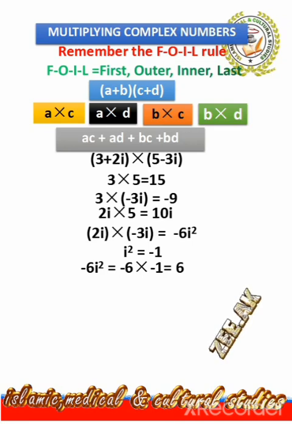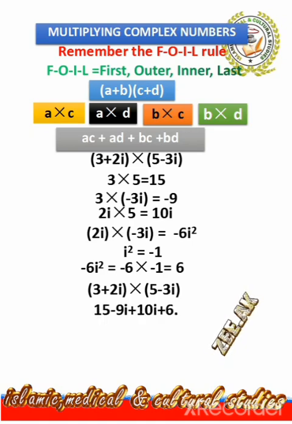After applying the FOIL rule and finding the four independent products, combine them together to find the result of the multiplication. For the example, (3 + 2i)(5 - 3i), the parts combine to give 15 - 9i + 10i + 6. The result of the FOIL rule multiplication should yield two real number terms and two imaginary number terms. Simplify the result by combining like terms together.